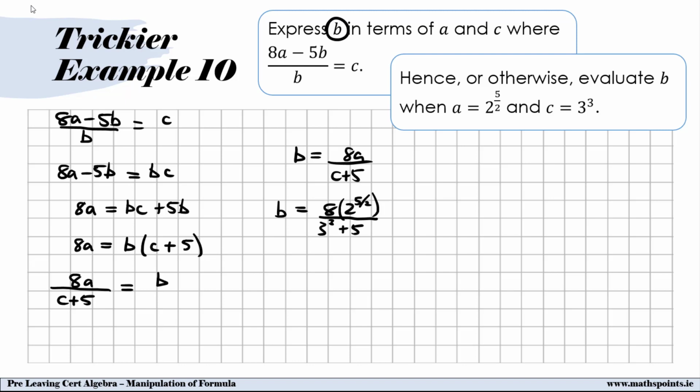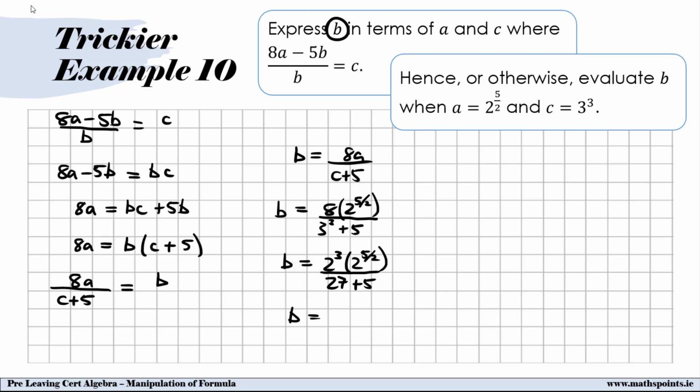Now it's going to be difficult to multiply the 8 by the 2 to the power of 5 over 2, so I'm going to change 8 into 2 to the power of 3, and then in the next step use the rules of indices to combine those two numbers. And that's over 3 cubed, which is 27, plus 5.